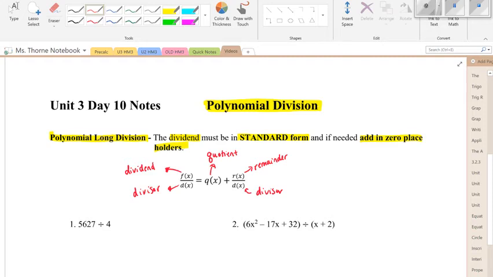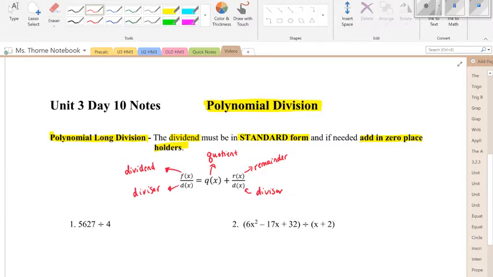Today we're talking about polynomial division. In order to talk about polynomial division, which of course means dividing a polynomial by a polynomial, we have to revisit long division. For polynomial long division, which we'll talk about in just a minute, the dividend must be in standard form, and if needed, add in zero placeholders. We'll talk about that as we go.